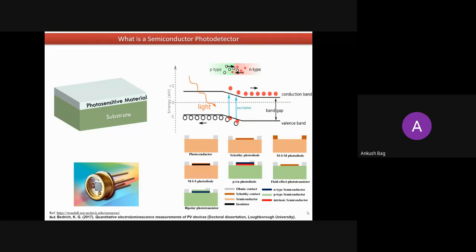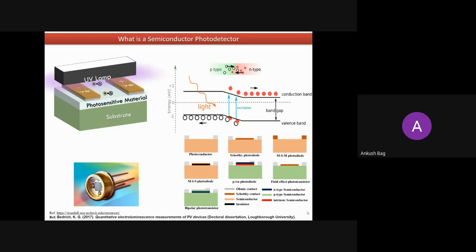Earlier, before solid state devices, we used to have different types of photodetectors. Obviously, due to the bulkiness and inefficient operation of those earlier equipments, people have now moved to solid state photodetectors. In the basic structure, first we have the substrate, then a photosensitive material, which in this case is gallium oxide, Ga2O3. Gallium oxide has a band gap of 4.9 electron volt, so it can detect the electromagnetic spectrum at 254 nanometer, also called the deep ultraviolet region.